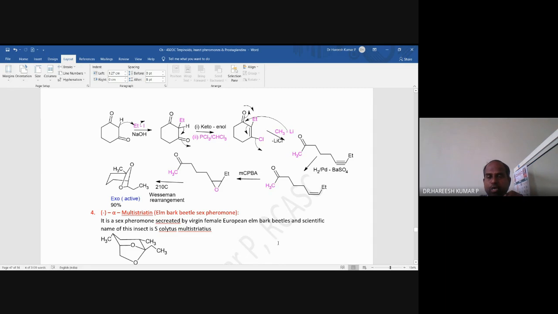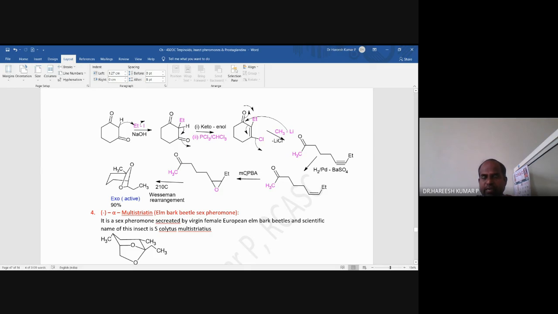So catalyst poisoning material like quinoline or sulfur is used that will destroy the catalyst. Therefore, the reduction will stop at the double bond stage. And then after the Lindlar, this particular reaction is the Lindlar reaction. So the triple bond is converted into a double bond.